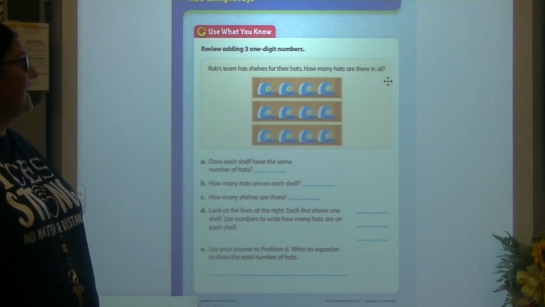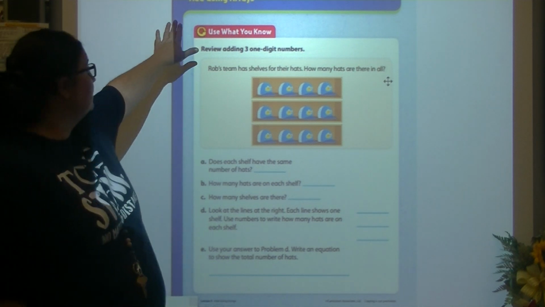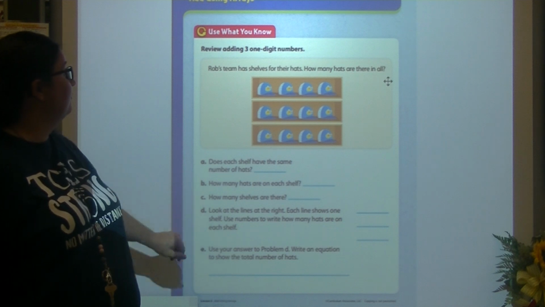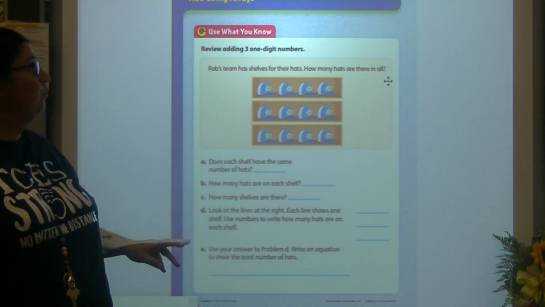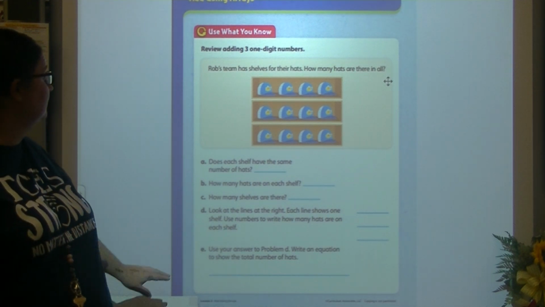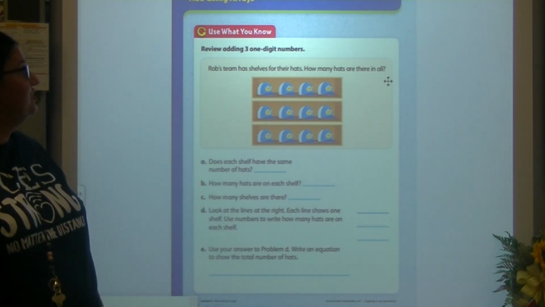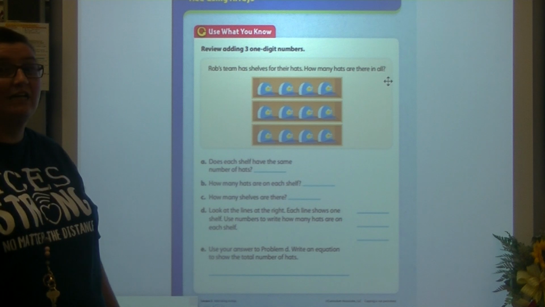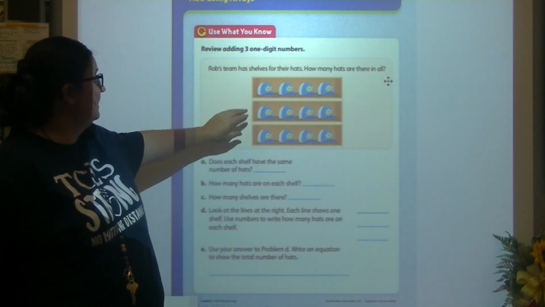Learning today to add using arrays. Add using arrays. So it says review adding three one-digit numbers. Rob's team has shelves for their hats. How many hats are there in all? So let's look carefully at the picture.